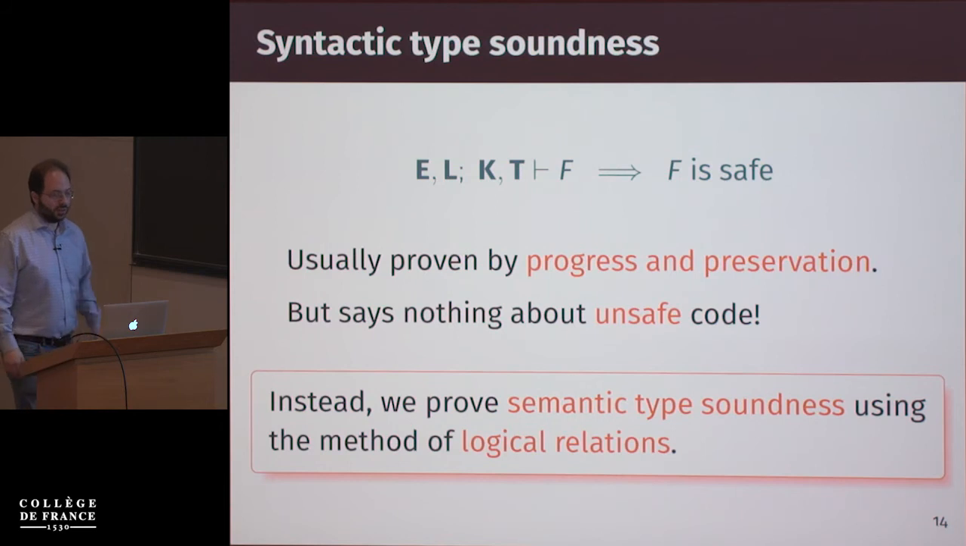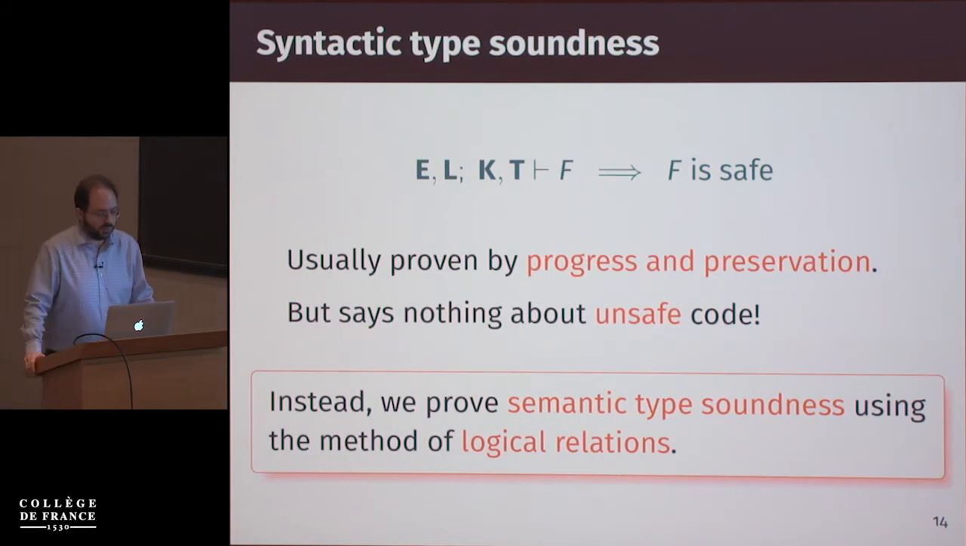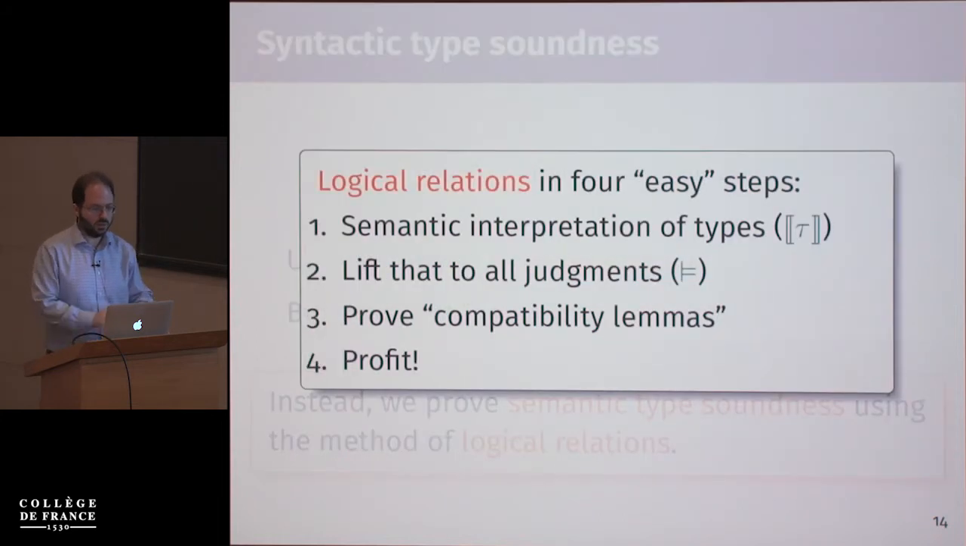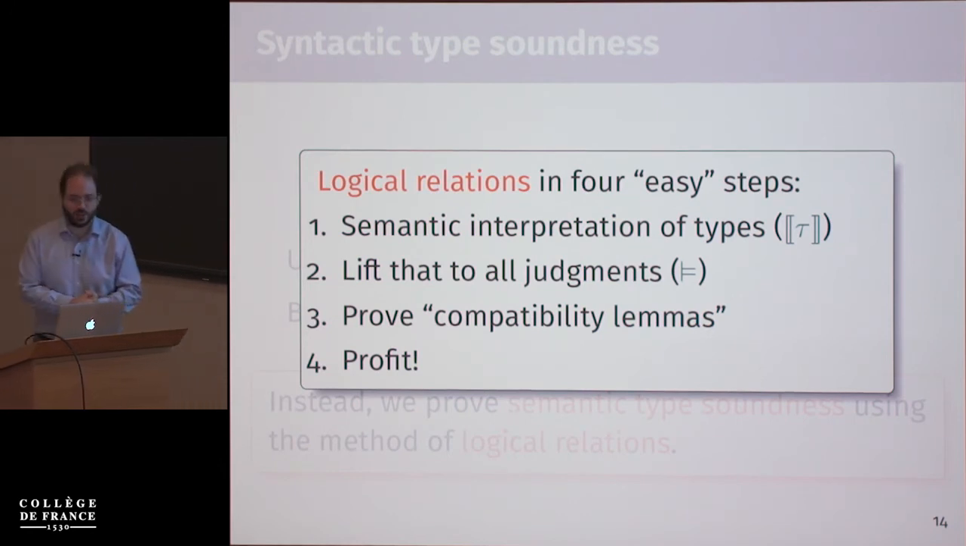So instead, we use a method that's actually a very old method. It's been known in principle for a long time, but hasn't really been applied to languages like this, called semantic type soundness. And I'm going to tell you a bit about how this works, and more generally, it's known in the semantics literature as the method of logical relations. Okay, so here's logical relations in 4 easy steps. Okay, any child can do it.